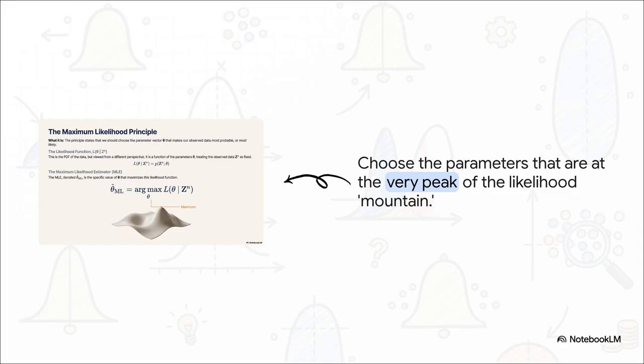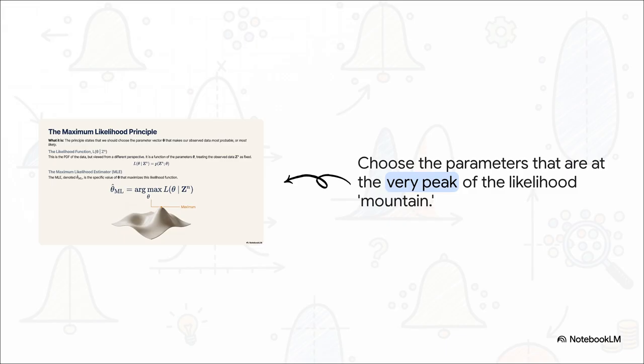This image just nails our goal. I want you to imagine that likelihood function as a giant landscape, a mountain range. Every spot on the ground is a different setting for our parameters theta. And the altitude, the height of the mountain at that spot, is the likelihood. So the maximum likelihood principle is as simple as it is powerful.